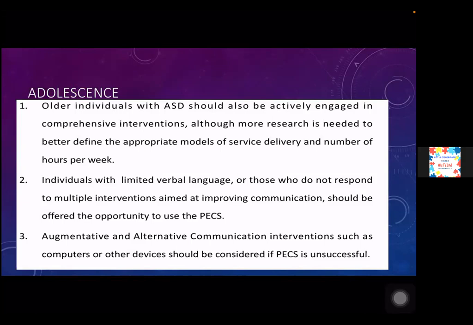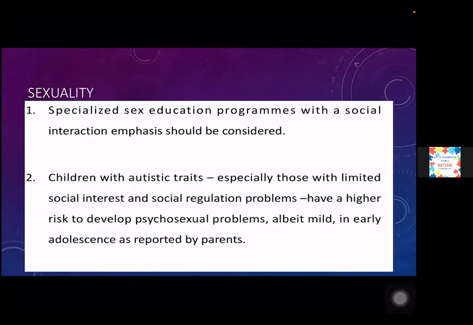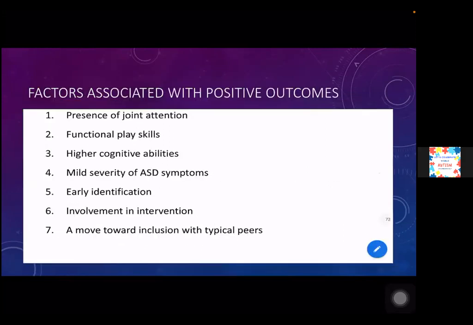One of the questions asked was, what do I do if my child isn't communicating? The child is 14 years old and has autism. I would suggest that PECS is a very innovative and time-tested communication model which has been used for children with autism. Augmentative and alternative communication interventions such as computers or other devices should be considered if PECS is unsuccessful. For sexuality in adolescent kids with autism, specialized sex education programs with a social interaction emphasis should be considered. Children with autistic traits, especially those with limited social interest and social regulation problems, have a higher risk of developing psychosocial problems, albeit mild in early adolescence, as reported by many parents.